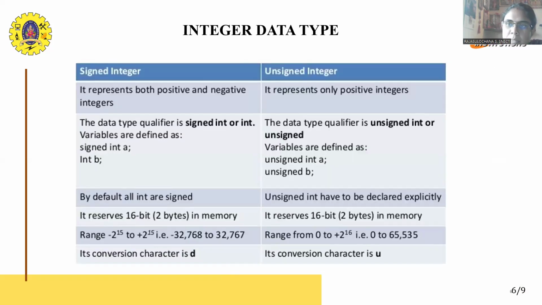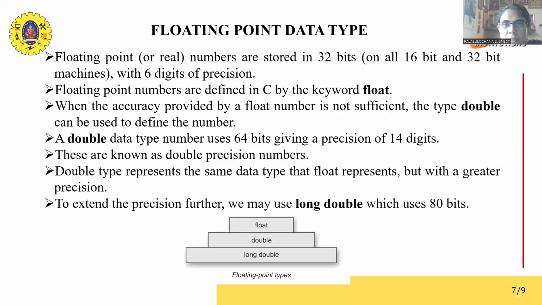A signed integer represents both positive and negative integers, which I have said before. An unsigned integer represents only positive integers. The data type qualifier used here is either signed int or normal int, whereas in the unsigned integer case, the data type qualifier used is unsigned int or unsigned. By default, all the integer values are assumed to be signed. Unsigned int has to be declared explicitly. It reserves 16 bits, 2 bytes in the memory. Its conversion character or format specifier is %d. For unsigned, its conversion character is %u.